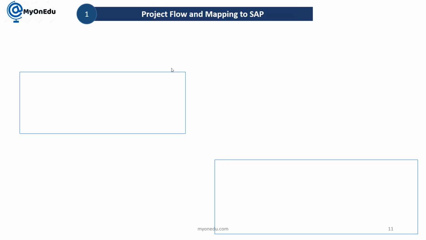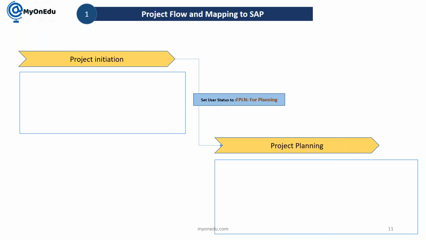So I'll show you the project flow here. Let's say we are in project initiation, and your project initiation activities are finished, and then you can set the status. Let's say for planning, your project manager has set the status as planning, and then the workflow will be triggered to the responsible people, and then you will enter the planning phase.